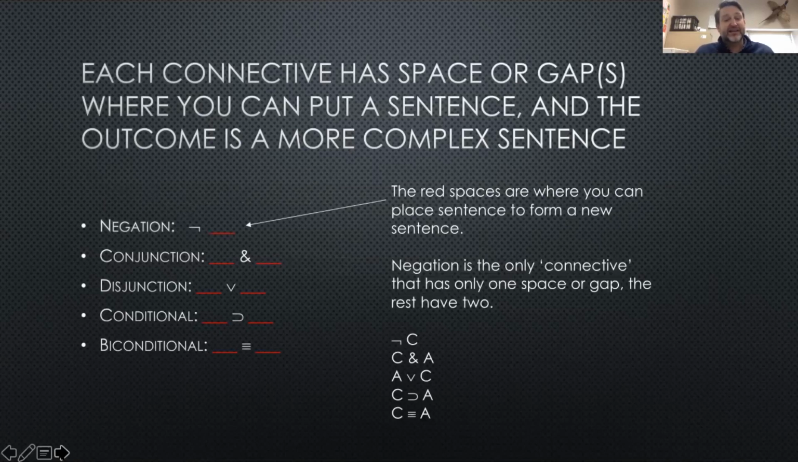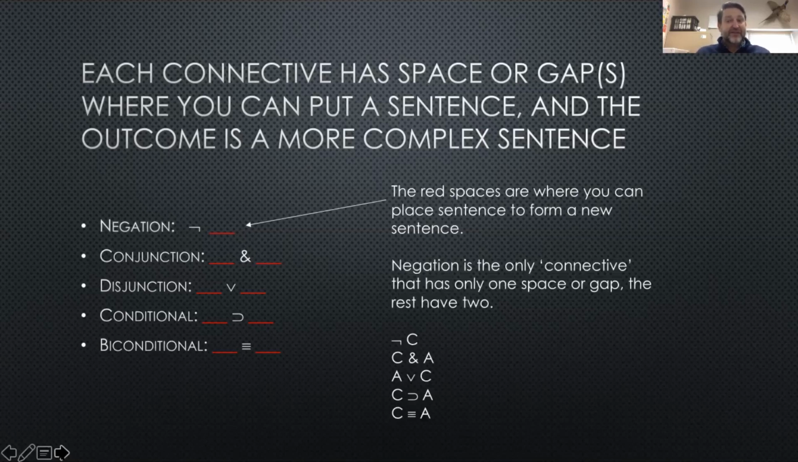So for each of the connectives that we're going to look at, negation, conjunction, disjunction, conditional, and biconditional, I've identified where the sentences you would conjoin to these connectives will go to generate the more complex sentence. So notice, the red spaces are going to be where those other sentence parts go to form the new sentence. And notice that negation is the only connective that has only one space or gap. The rest of them have 2. So we can throw a negation in front of any sentence to generate a negated version of that sentence. But for the others, we have to have 2 sentences that are going to be joined together using the connective.